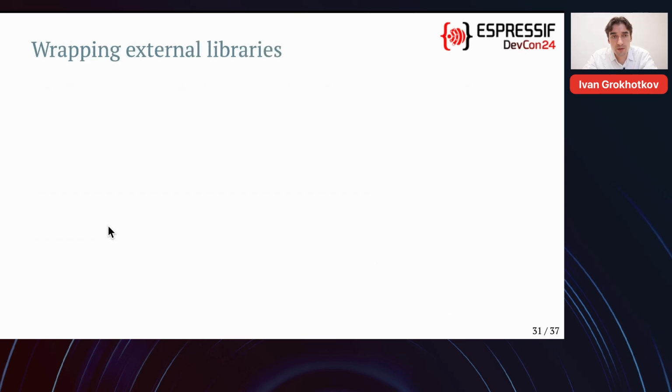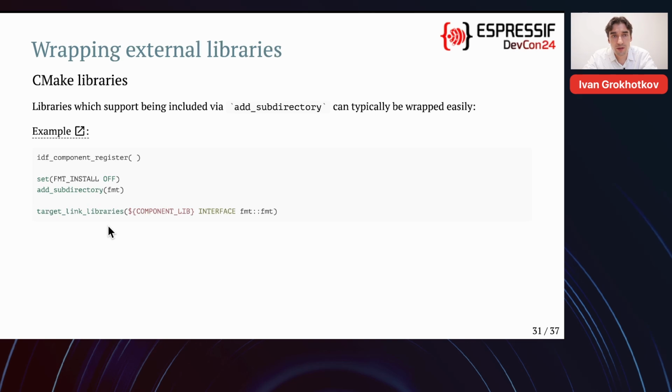Another common thing that sometimes we have to do is to add external libraries, meaning libraries that are not yet ESP-IDF components. And there are two cases here that I want to cover. First is when we add a CMake library that supports being added via add subdirectory command. Many CMake libraries can be added to your project using add subdirectory. And in this case, typically wrapping such a library into an IDF component is really easy.